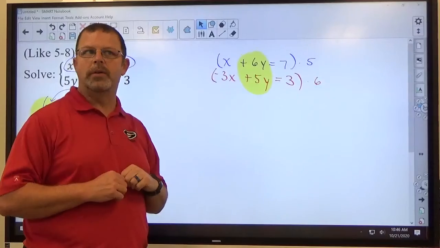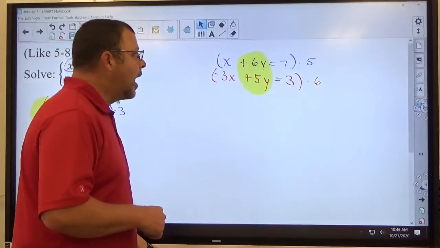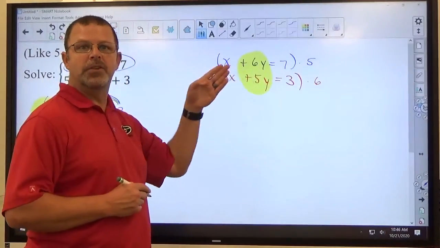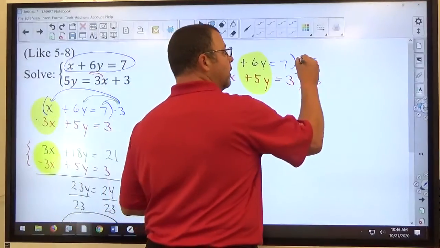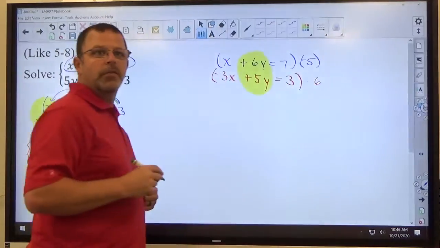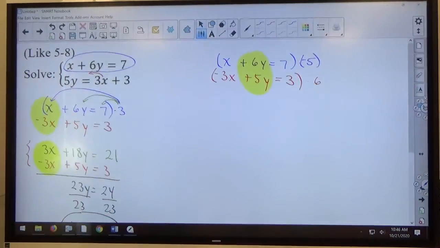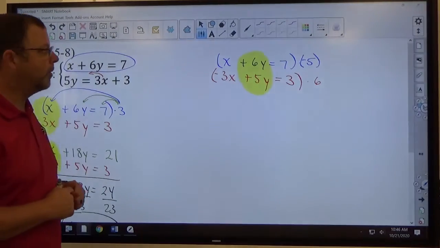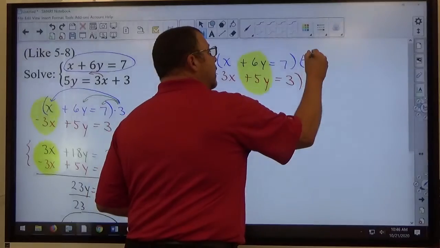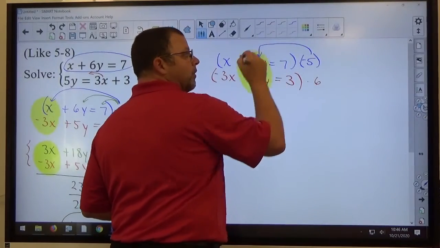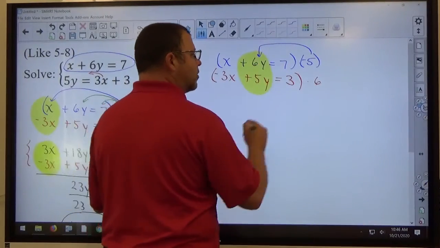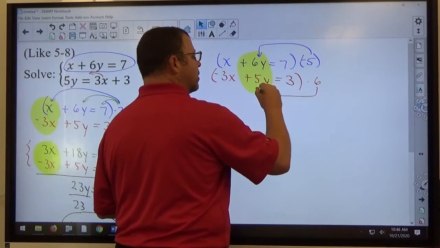It doesn't matter which one. One of them has to be negative. So I just got to make one of those numbers, either the 5 or the 6, negative. I'm going to go with the 5. There's no difference. It's not easier to make one negative than the other. Just make sure one of them is negative so you get a negative 30y. So negative 5 times 6y makes the negative 30y I want. Positive 6 times positive 5y makes the positive 30y I want.